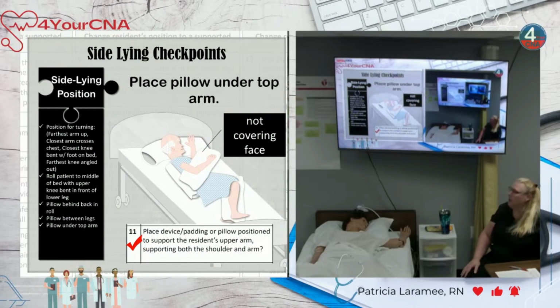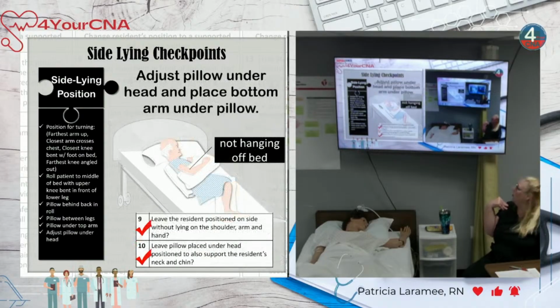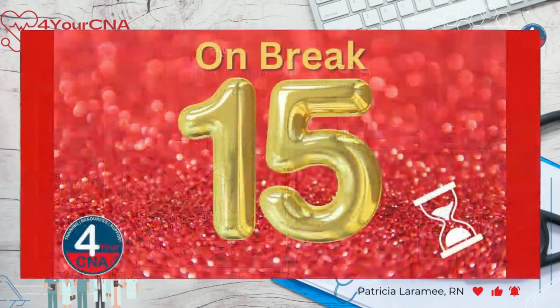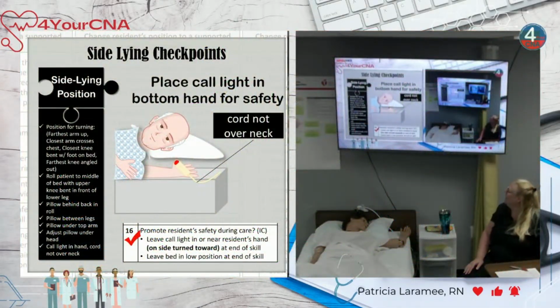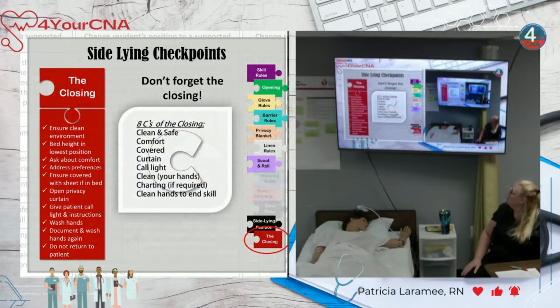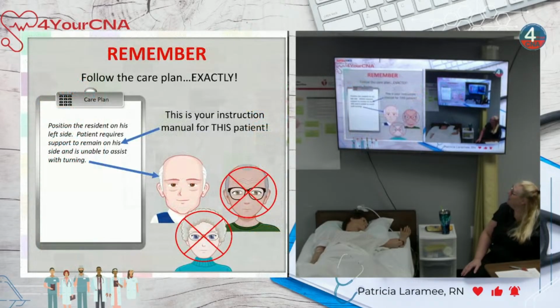We're going to put a pillow under that top arm to get that shoulder in a neutral position. We're going to adjust the pillow underneath the head to make sure that it's supporting the head and neck and not scrunching that bottom shoulder up. Nope. Not yet. And then we're going to put the call light directly in the bottom hand, the one underneath the pillow, because we don't want that cord coming across the patient's neck. And then we'll do our closing. And that is the entire skill.